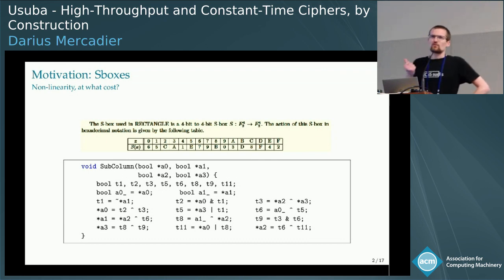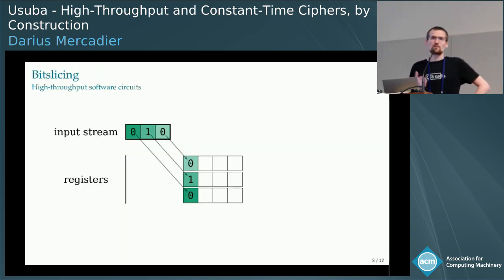Because at first you just had to do one lookup in your table, and now you have to compute 12 operations to compute your S-box. And that's where bitslicing comes in. Let me show you in a small example what bitslicing is.